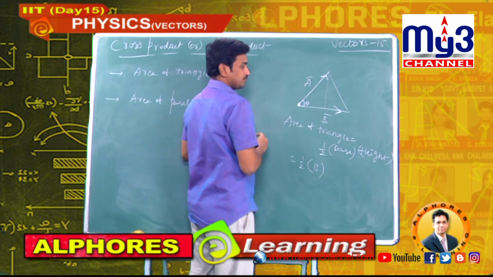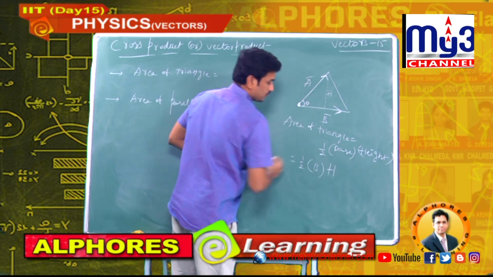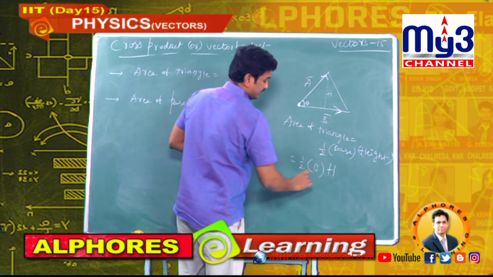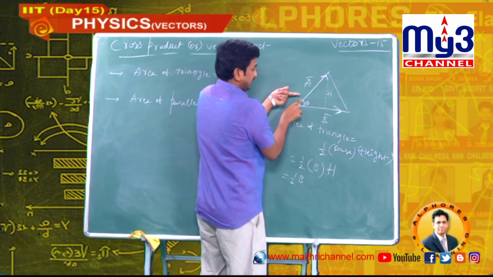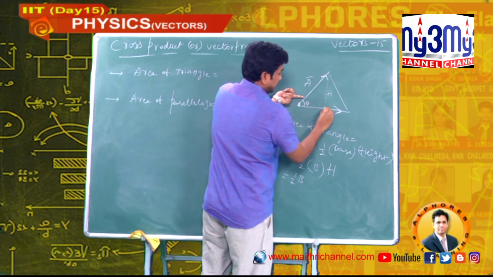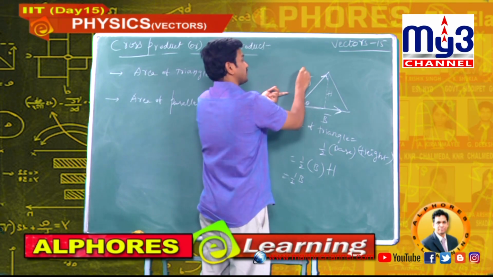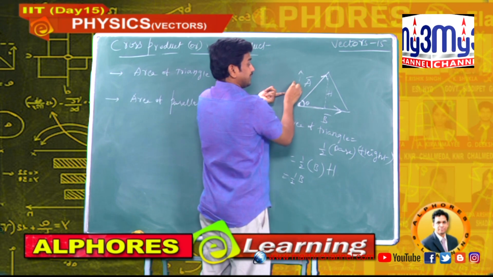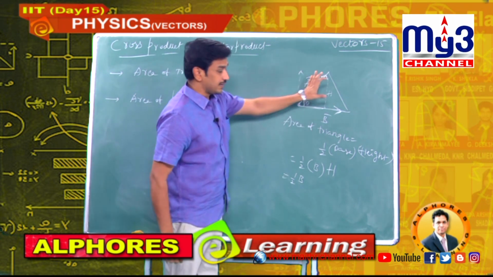Is this the height? Let it be h. So half into base into height. Half into B as it is. What about height? See, this side is A cos theta, theta adjacent side. What about this? A sin theta. Parallel shifting, this also is A sin theta. Yes, this is also A sin theta.